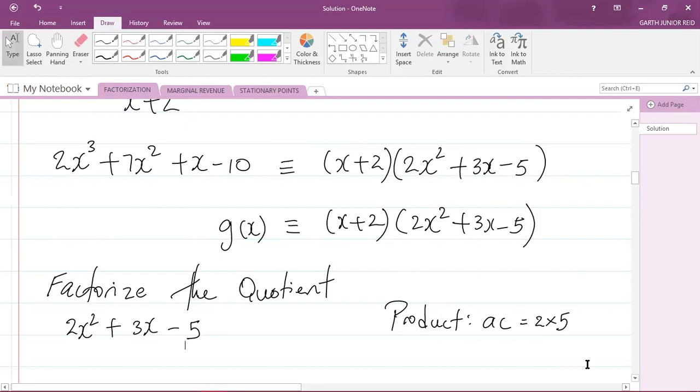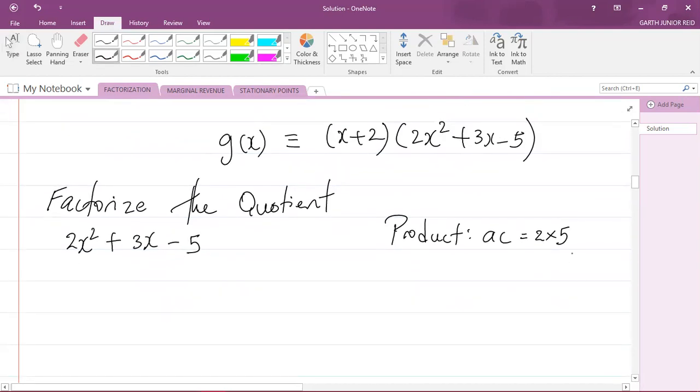Great. So it means that my product A times C is going to be 2 multiplied by negative 5, which is going to give me a negative 10. And my sum is going to be the number in front of the x term, which is 3, my b term. So what this is saying is that I need two numbers. When I multiply them, I'm supposed to get negative 10, and when I add them, I get my sum, which is 3.